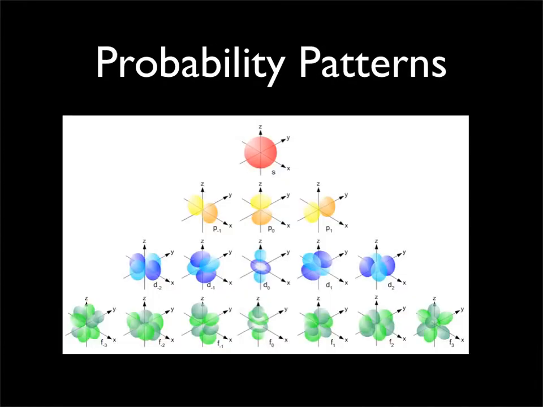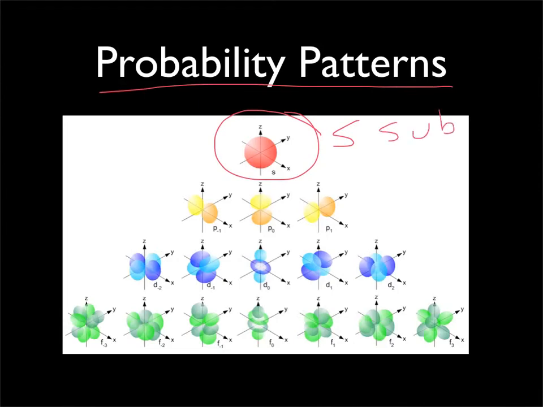And of course, they don't always look normal. They start out pretty normal, but then they don't stay that way. We were talking about probability patterns. If we were plotting the points, we'd all think, hey, it should look like a sphere. That makes perfect sense to me because that's what we've been shown. But we've been shown that because it's easiest. This is the S sublevel. It looks like a sphere.